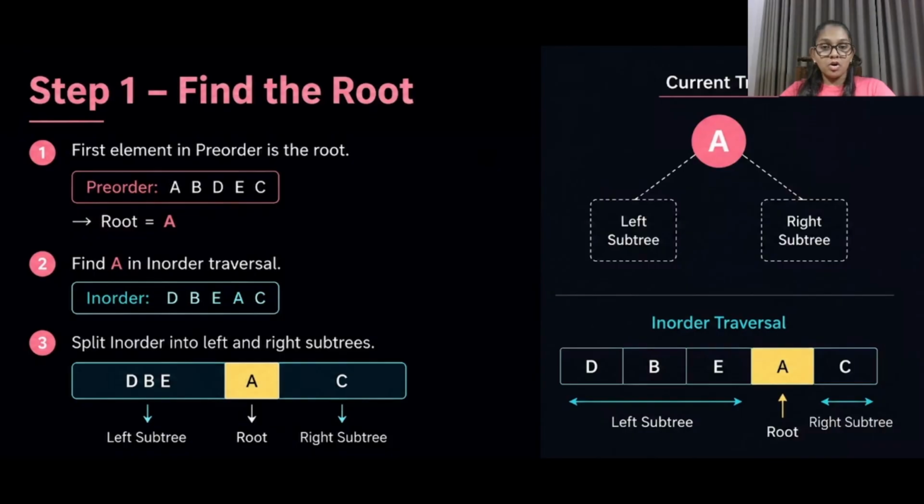The first step is always finding the root. So let's look at the preorder traversal first. Remember, in preorder, the first element is always the root. And here the first element is A. So immediately we know that A is the root of the tree. Now the next step is finding A inside the inorder traversal. Here it is. Now notice what happens. Everything on the left side of A, D, B, E, belongs to the left subtree. And everything on the right side, C, belongs to the right subtree. So just from this single step, you already know how the tree is divided.